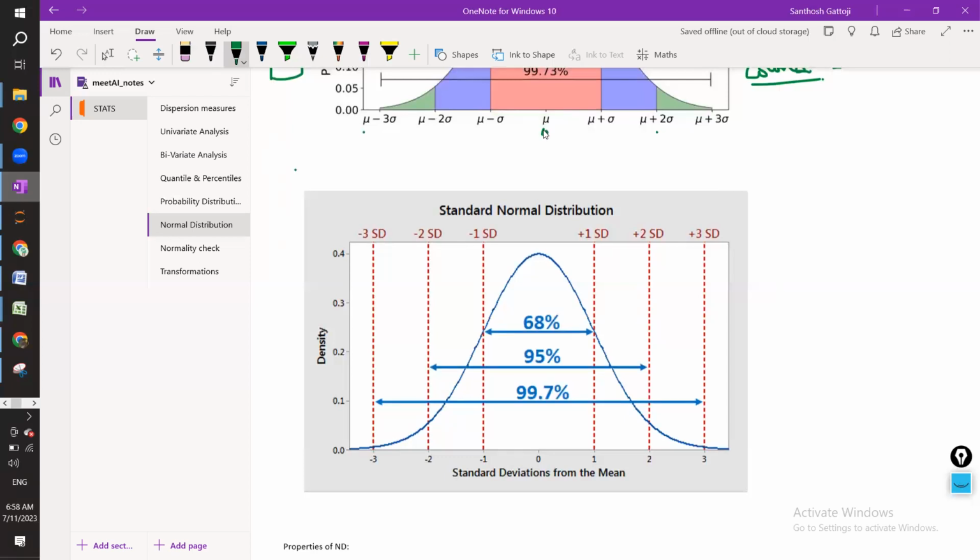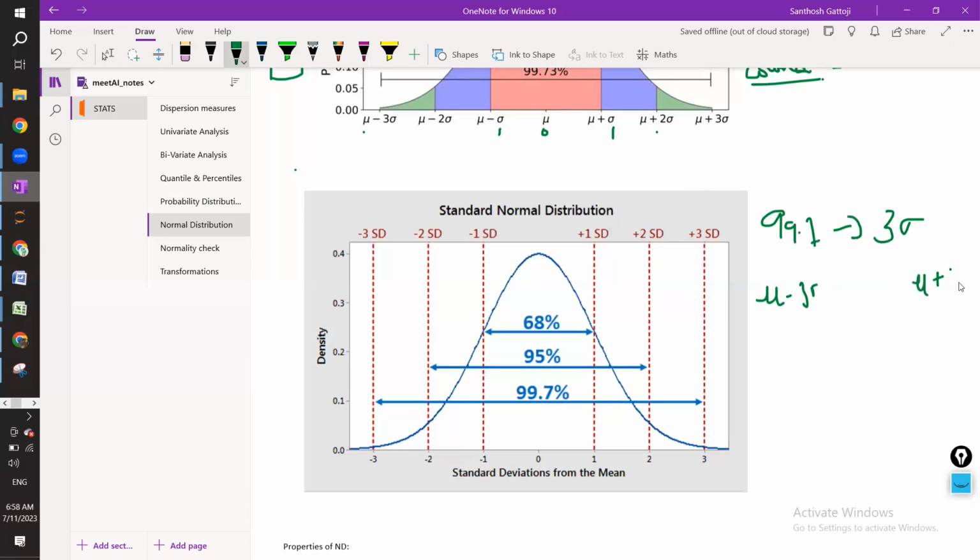Mean will be equal to 0 and standard deviation will be 1. So directly it becomes 0, 1, 2, 3, minus 1, minus 2, minus 3. This got directly converted this way. And here also the same rule applies, 68, 95, 99.7. We also know that 99% of the data is found between 3 standard deviations, that means mu minus 3 rho to mu plus 3 rho.